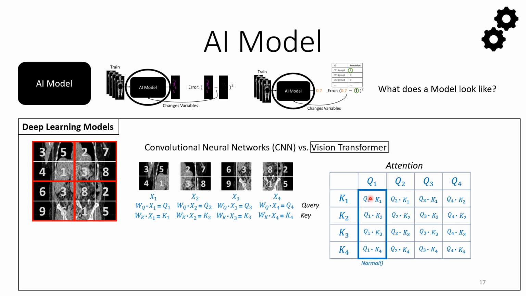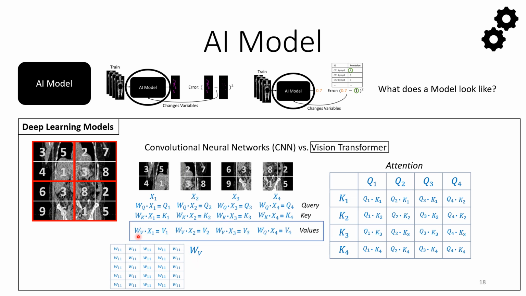So and then we normalize those here. Okay, and now we take another matrix, another matrix with a lot of variables, and we call them WV. Now we do the same again. You already know it. WV times x1 is v1, WV times x2 is v2, and so on. And those give us those v things that are called values.